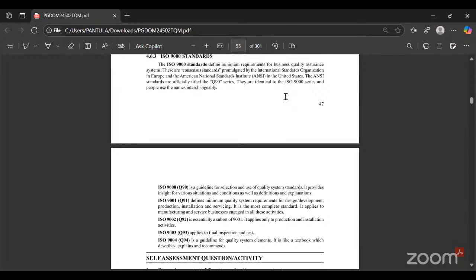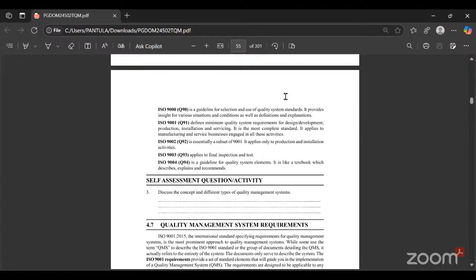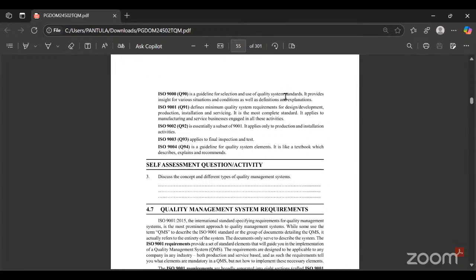Propagated by the International Organization for Standardization, in Europe and America the national standard is ANSI. The title is the Q90 series. They are identical to the ISO 9000 series and the names are used interchangeably. Q90 is a guide for selection and use of the quality system standards.